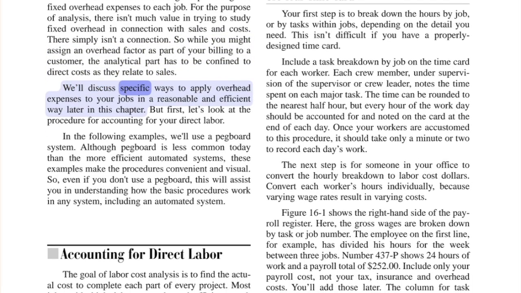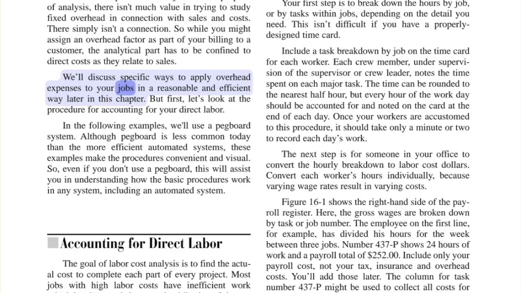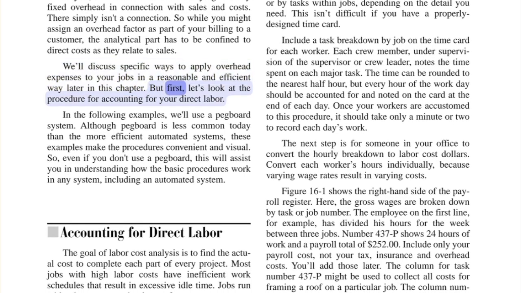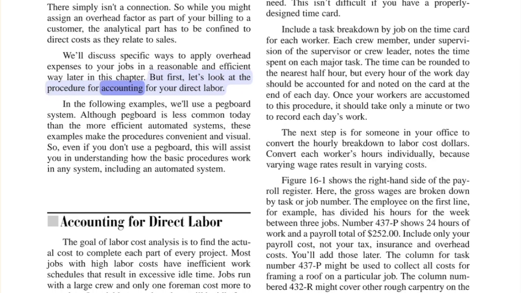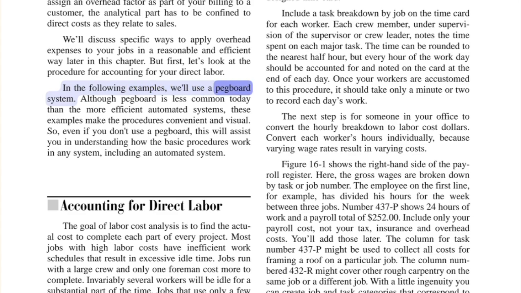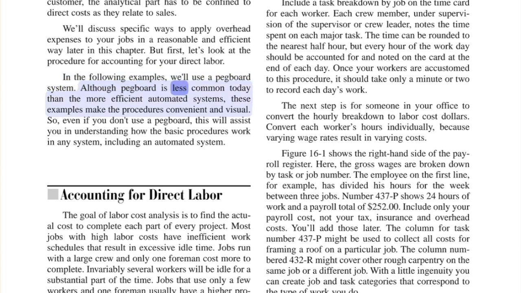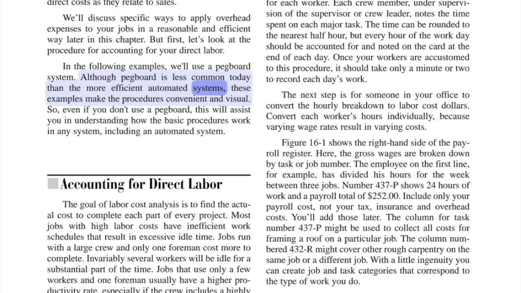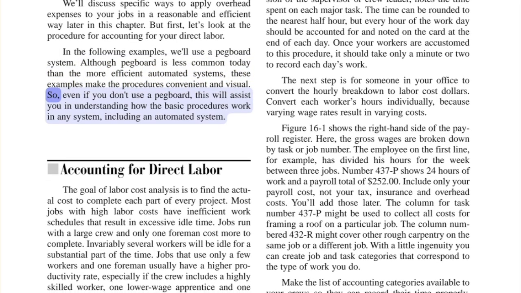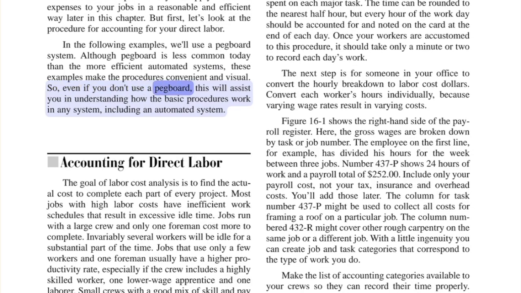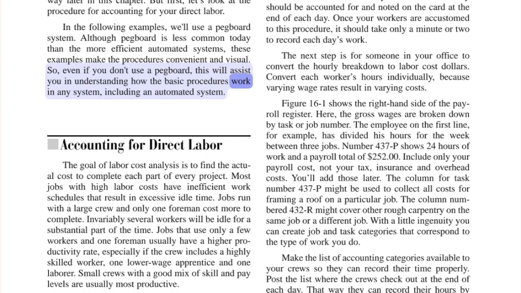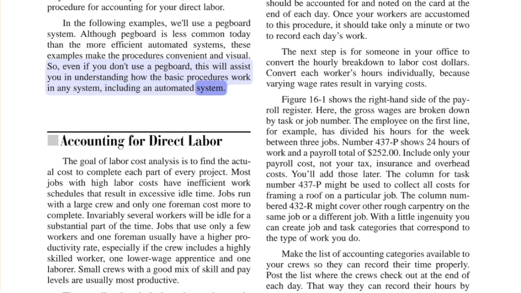We'll discuss specific ways to apply overhead expenses to your jobs in a reasonable and efficient way later in this chapter. But first, let's look at the procedure for accounting for your direct labor. In the following examples, we'll use a pegboard system. Although pegboard is less common today than the more efficient automated systems, these examples make the procedures convenient and visual. So, even if you don't use a pegboard, this will assist you in understanding how the basic procedures work in any system, including an automated system.